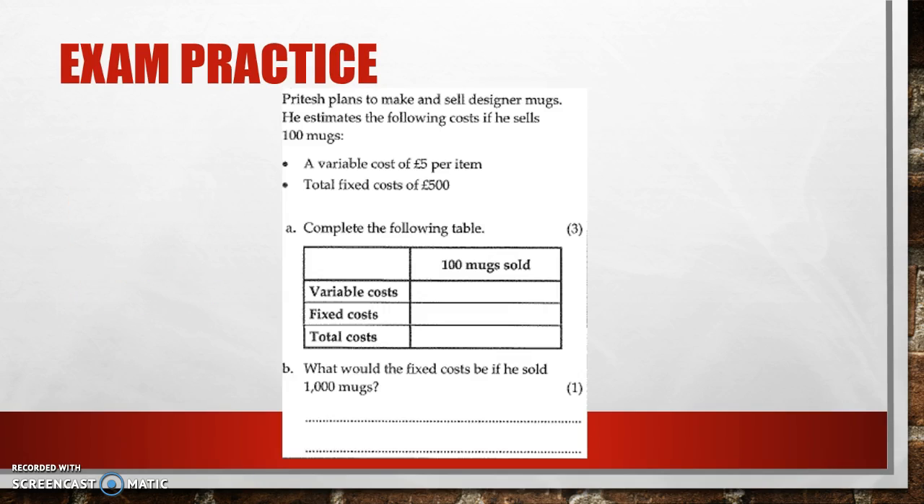Our next exam practice question looks like this. Pause the video now and have a go at this. So what would the answers for this question look like? Here. 100 mugs of tea, and the variable cost per item was £5. So for 100 mugs sold, the variable costs were 500. The fixed costs were 500, because it didn't matter whether it was 1,000 mugs or 0 mugs. The fixed costs do not change no matter how much you produce. And our equation, TC equals FC plus VC. So that gives us a total cost of 1,000.